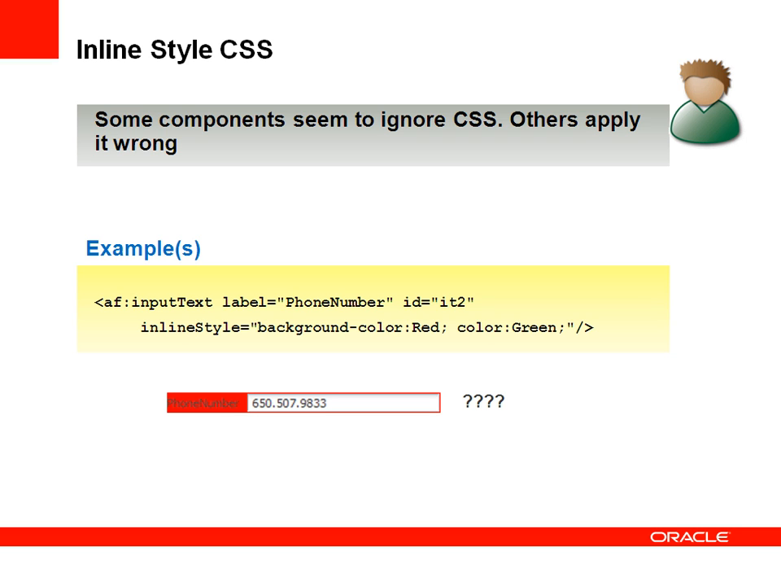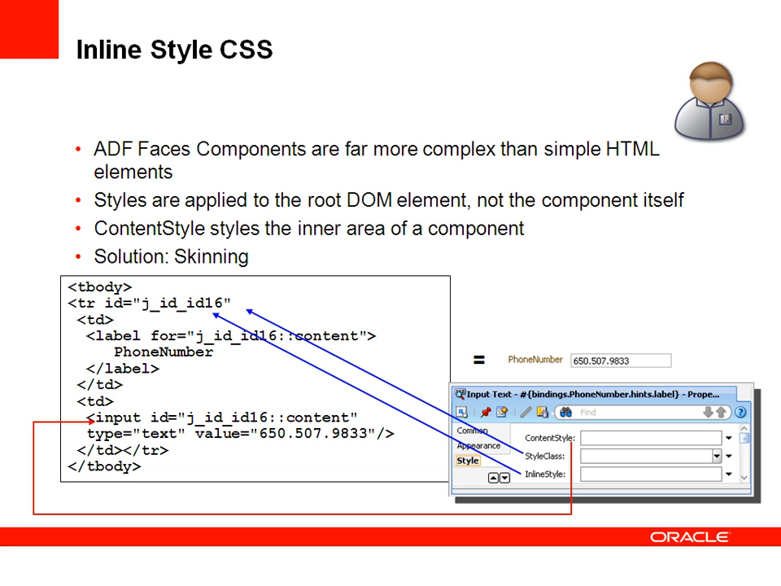Well, ADF Faces is a bit more complex than that. In our example here, the af:inputText field consists of a label area and an input text area. So if you set the inline style property with a background color of red, all of a sudden you see that the background color is applied to the label, but not to the text field. This is confusing to Dom, but good enough, Jim knows an answer to that.